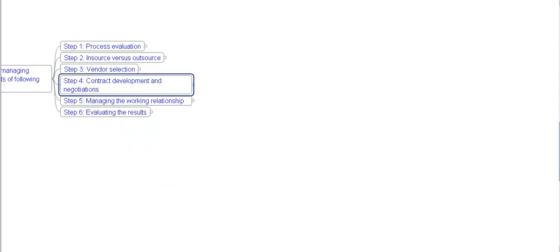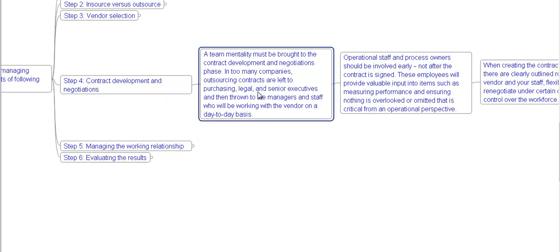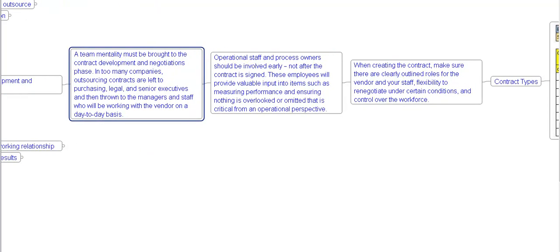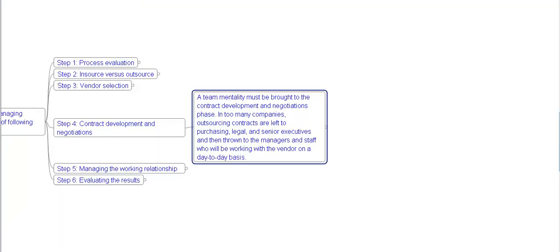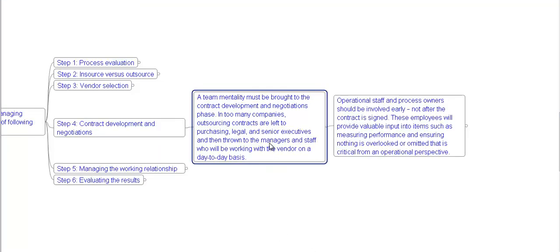Now we'll move to the fourth step, contract development and negotiation. A team mentality must be brought to the contract development and negotiation phase. In too many companies, outsourcing contracts are left to purchasing, legal and senior executives, and then thrown to the managers and staff who will be working with the vendor on a day-to-day basis.